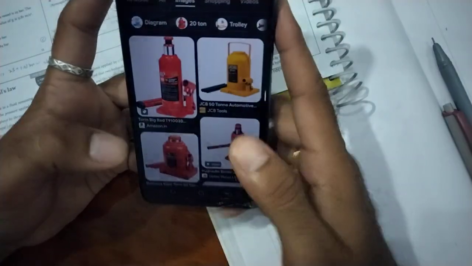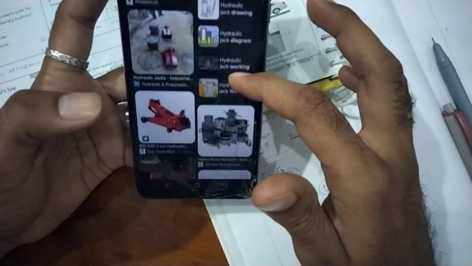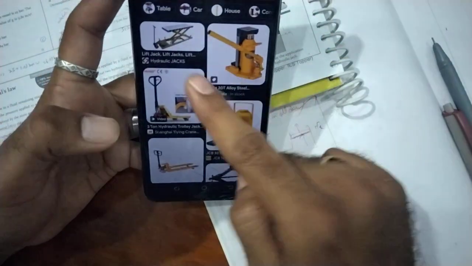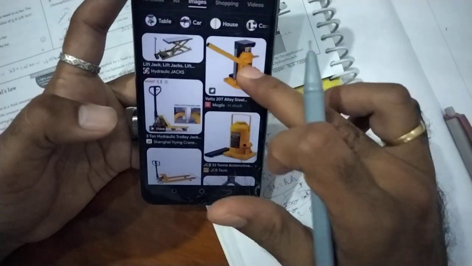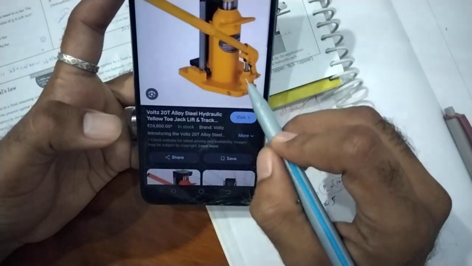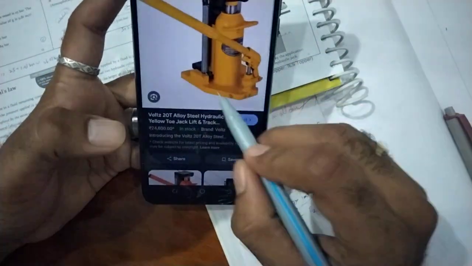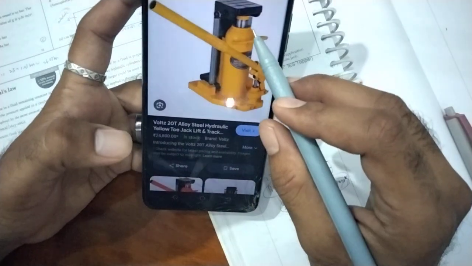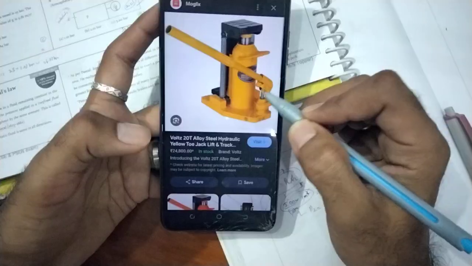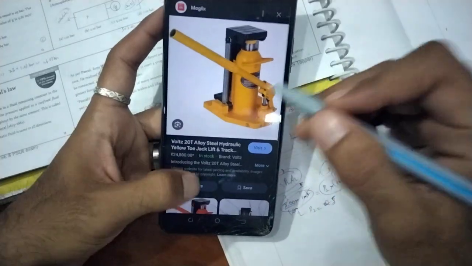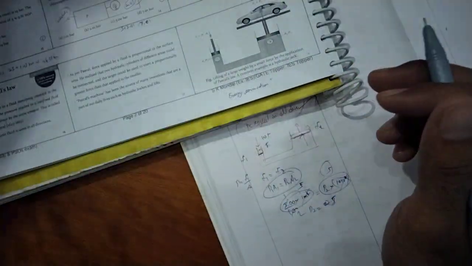So this is a kind of hydraulic jack that is used to lift vehicles. See, like this. We are just giving a small amount of force, but here the lifting has increased tremendously. The small amount of force is given, and the lifting happens so quickly, so much higher. I think you are getting the point.